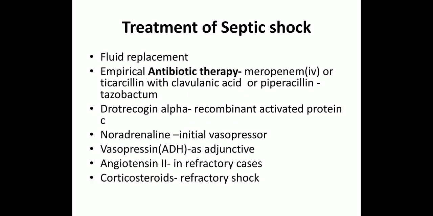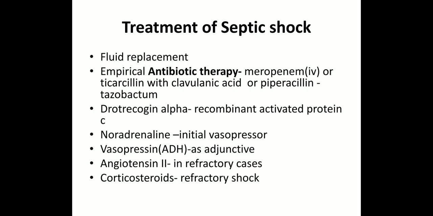Treatment: because there is a relative fluid loss, as fluid can move from the intravascular compartment to the extravascular compartment, fluid replacement is the choice. But most important is empirical antibiotic therapy, mostly against gram negative bacteria, like piperacillin tazobactam, meropenem, or ticarcillin with clavulanic acid. Start antibiotic therapy as early as possible. Don't wait for the culture. Then you can shift to specific antibiotics after getting the culture reports.